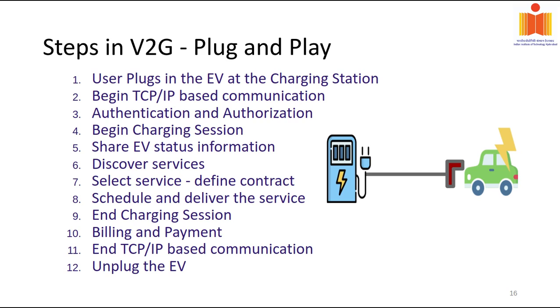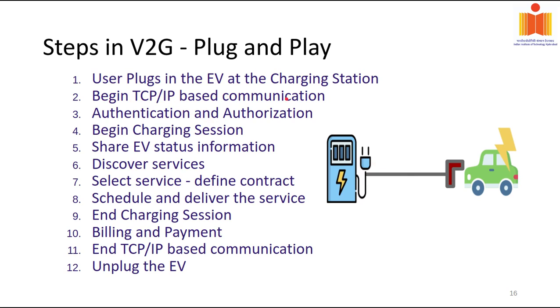What do I mean by plug and play? This is a step-by-step process. Step number 1, the user plugs in the electric vehicle at the charging station. Immediately, a TCP/IP based communication will start using the PLC technology on the same wire. See, this wire which is connecting, just ignore this plug because it's just an icon. The wire continues and then goes to the vehicle, and this is the charging port for the vehicle. Now, not only for carrying the electrical energy, this wire is also used for carrying information. It will begin a TCP/IP based communication.